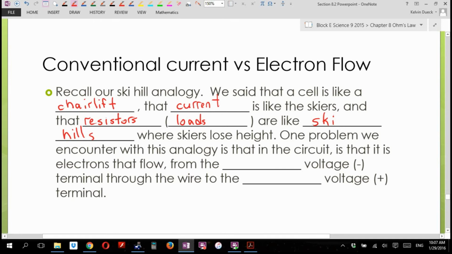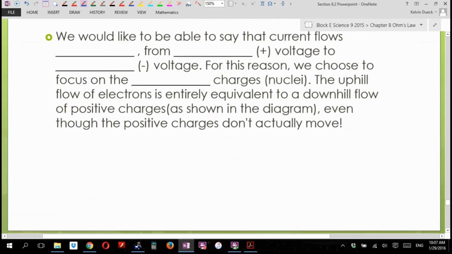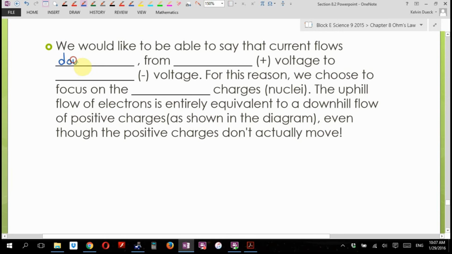One problem we encounter with this analogy is that in a circuit, the electrons flow from the negative voltage terminal through the wire to the positive voltage terminal. And what that means in my ski hill analogy is somehow the skiers ski up the ski runs and go down the chairlift. Blech. It means we're dealing with negative numbers. Blech. So we're going to fix that. We would like to say that current flows downhill, like water, because a river has current, and that gives us another analogy as well. We'd like to be able to say that it flows from the positive voltage to the negative voltage.